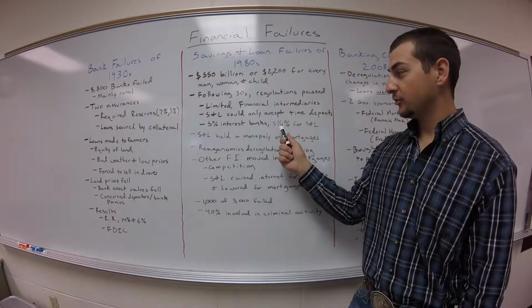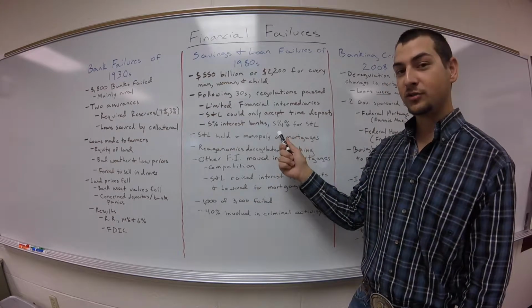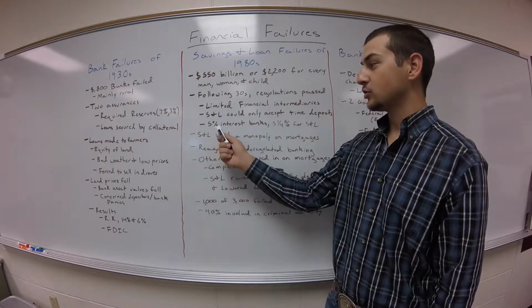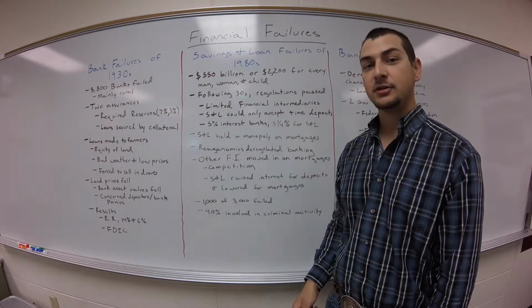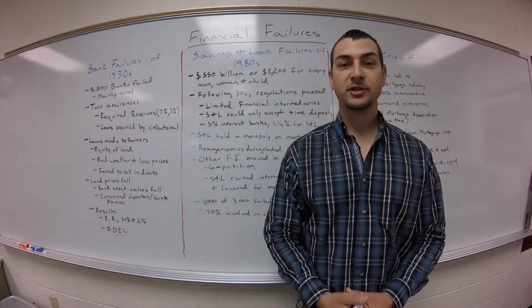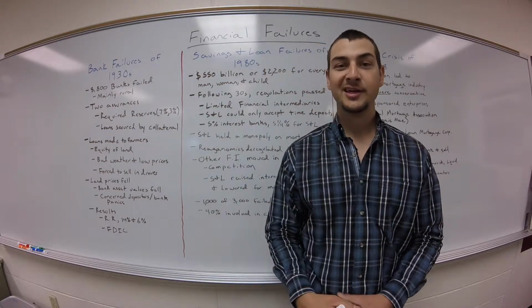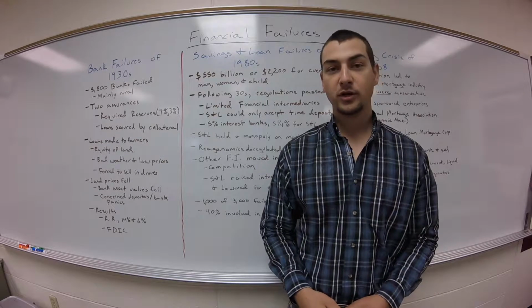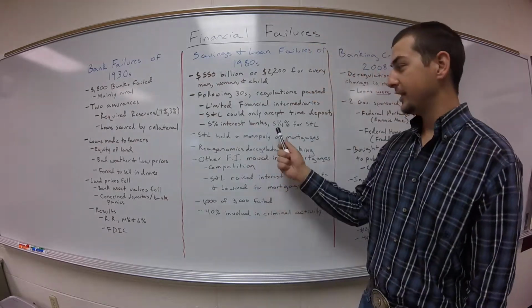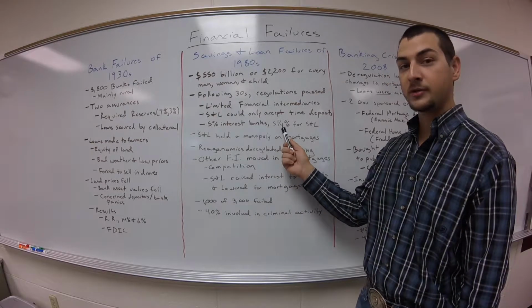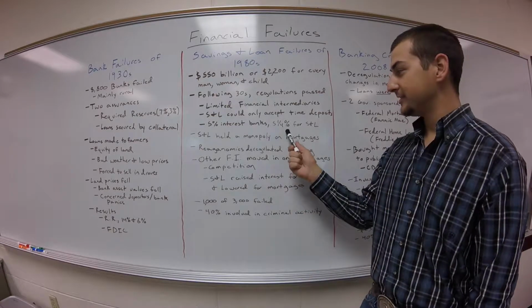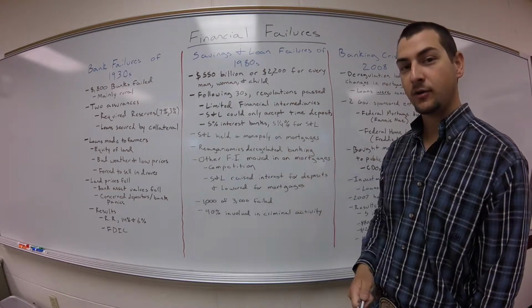So savings and loans could pay out 5 1/4 interest to all depositors on time deposits, but a commercial bank could only pay 5% interest. So if you are a greedy person, or if you're just looking to maximize your profits, and you have a little bit of extra money and you want to put it in a savings account, where are you going to put it? You're going to put it in a savings and loan earning 5 1/4%, or a commercial bank earning 5%. We're going to put it in the savings and loan at 5 1/4.